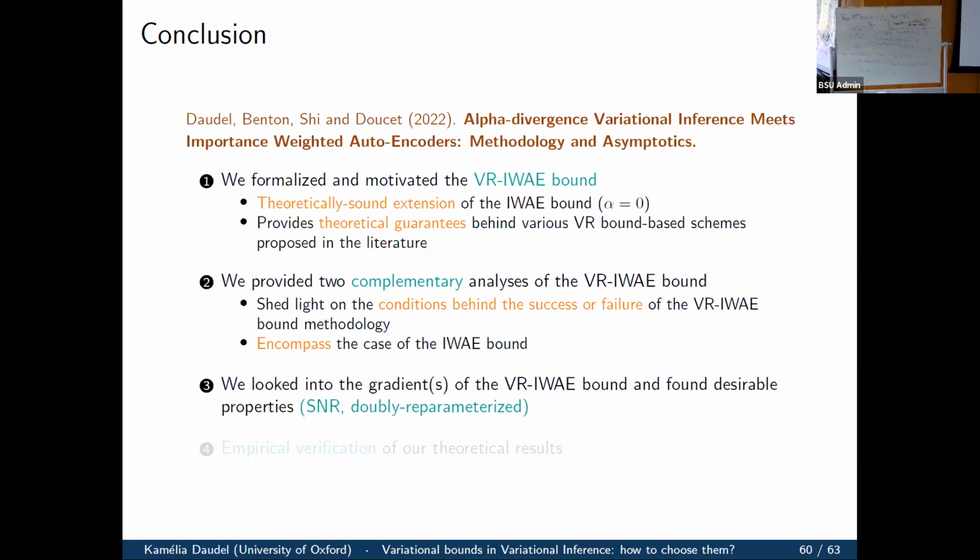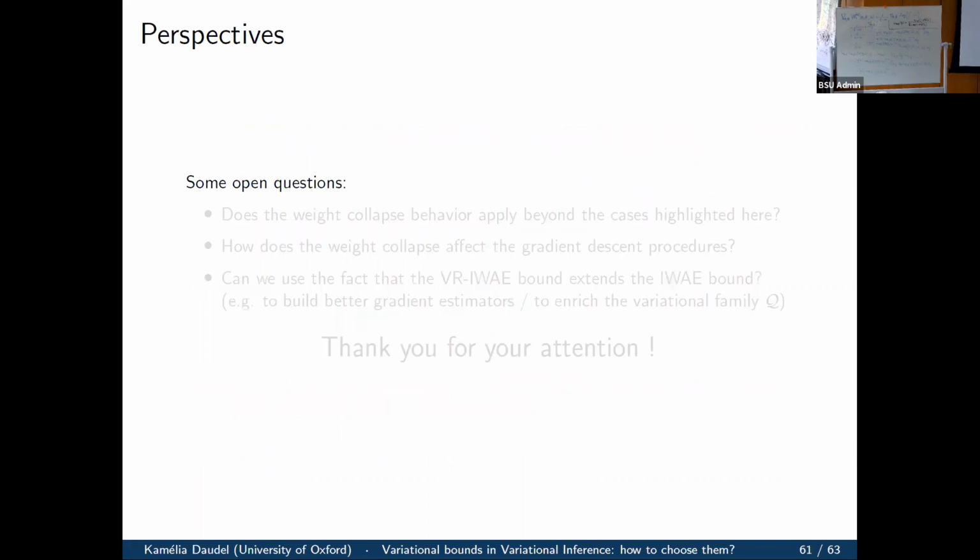We looked very briefly into the gradients of the VI way bound, and we saw that there might be desirable properties in terms of signal to noise ratio, doubly reparameterized approaches, and we've empirically verified our theoretical results, although further empirical work could definitely be done.